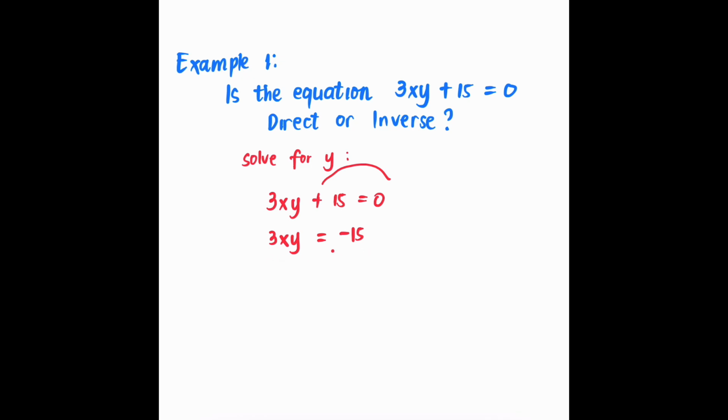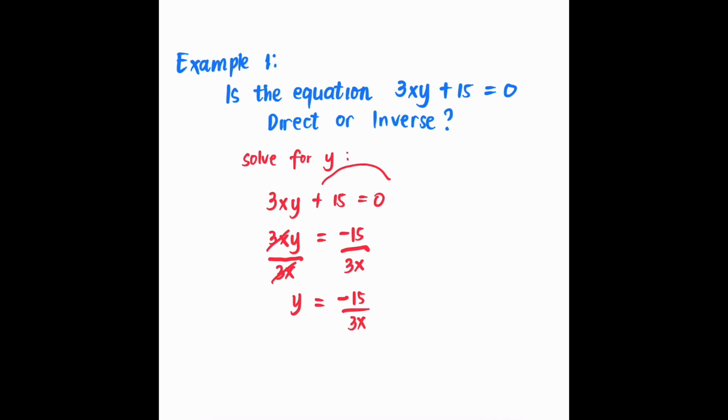Then from this, we can solve for y by dividing both sides by 3x, applying the division property of equality. And then simplify. So we have 3x and 3x here. 3x divided by 3x cancels out, or is just 1. So it will be y, or 1y, equals negative 15 over 3x.